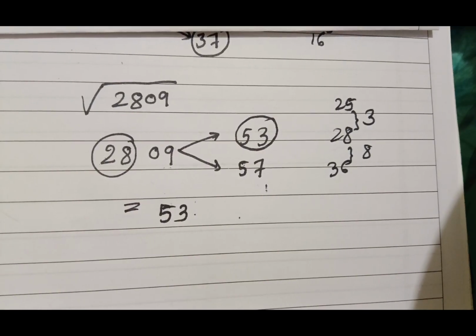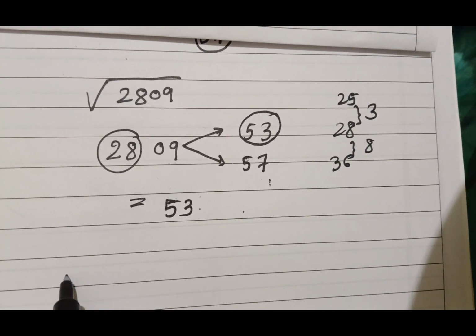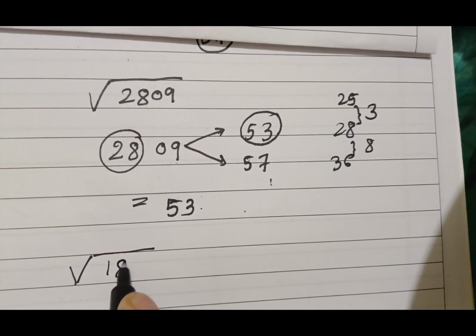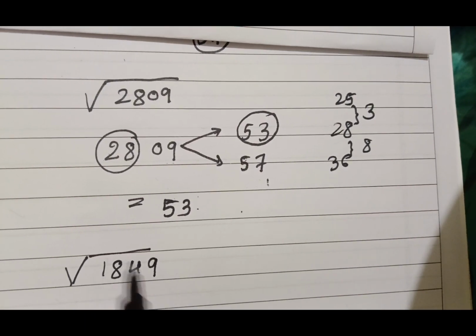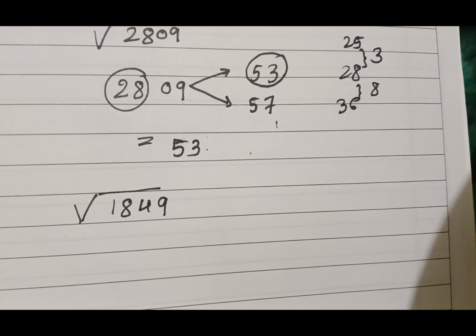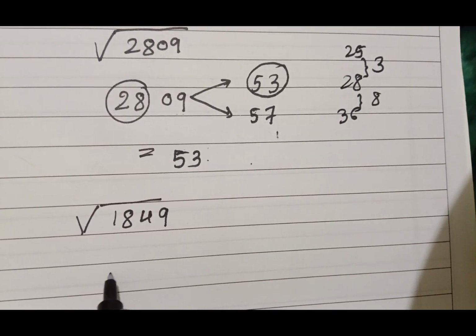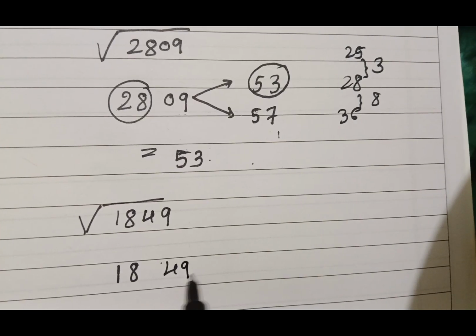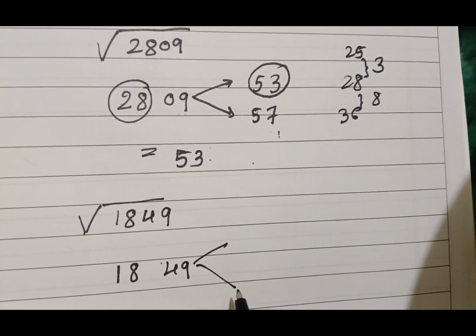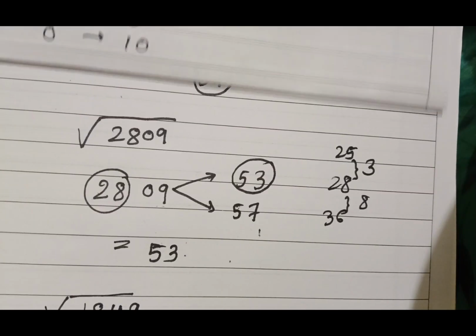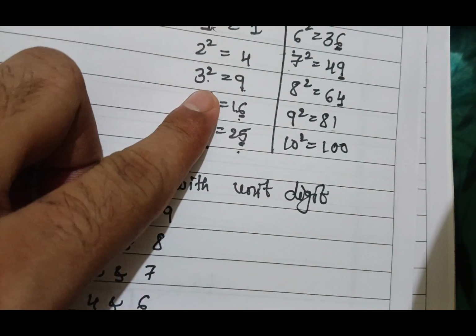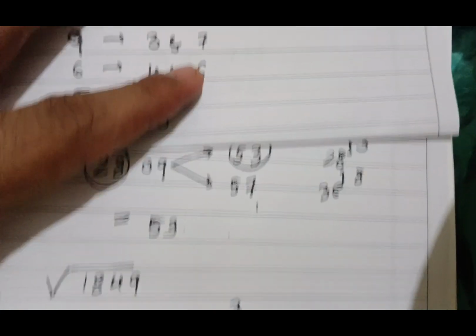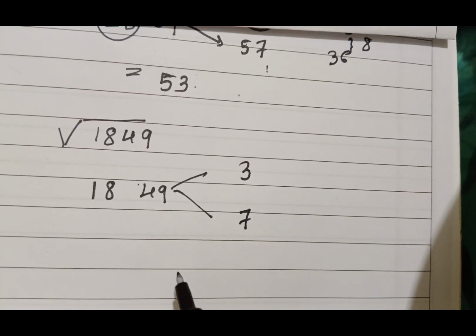If you didn't understand, please wait. I am going to explain one more question. 1849. So here, 1849 is the square of which number? As I told you, write the two parts separately, 18 and 49. So 9 is the unit digit of 3 and 7. So here 3 and 7 you need to write.